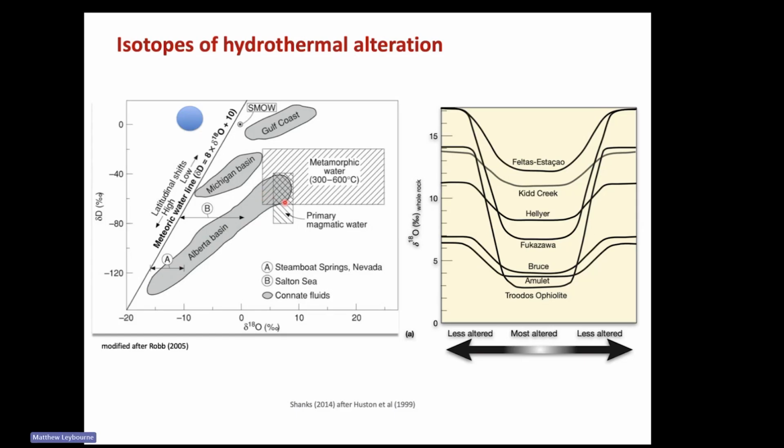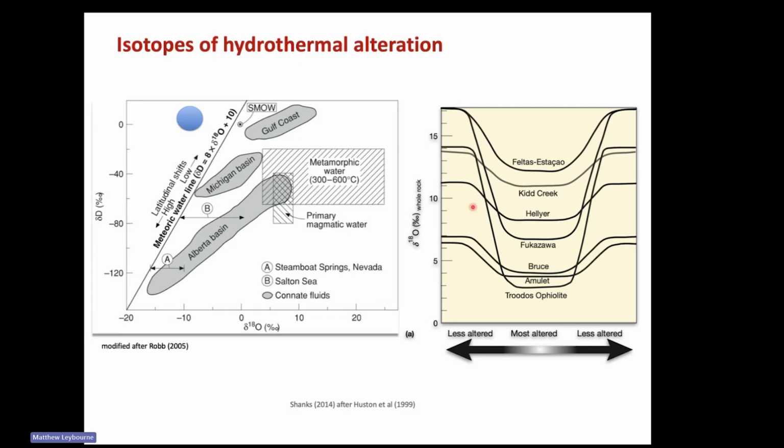And the point here is that primary magmatic water is off here to the right, so it's isotopically heavy. So if we had a meteoric water or seawater interact with magmatic rocks, we would expect a trend going out to the right. And we see that in the Salton Sea, and we see that at Steamboat Springs in Nevada. These are geothermal fluids.